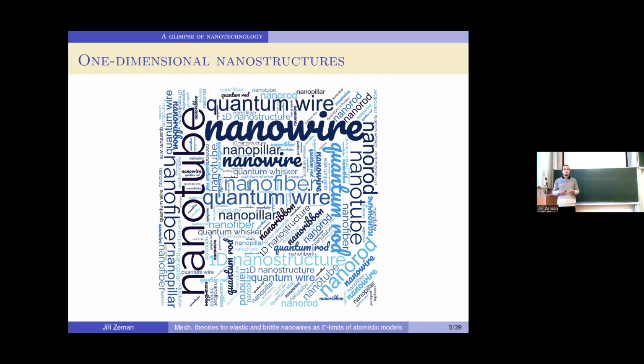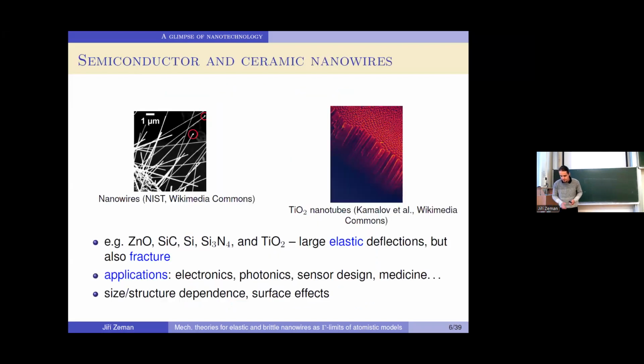And these objects have various names since the 90s, when the first boom of interest in carbon nanotubes started. Many kinds of 1D nanostructures have been synthesized. And in this word cloud, the size of a word approximately corresponds to the number of entries you receive on Google Scholar. So nanowires are one of the most researched 1D nano objects. Not all of them are the same, but sometimes the nomenclature is not yet fixed. In particular, we were interested in semiconductor and ceramic nanowires that can be made of materials such as zinc oxide or the other ones that you see here.